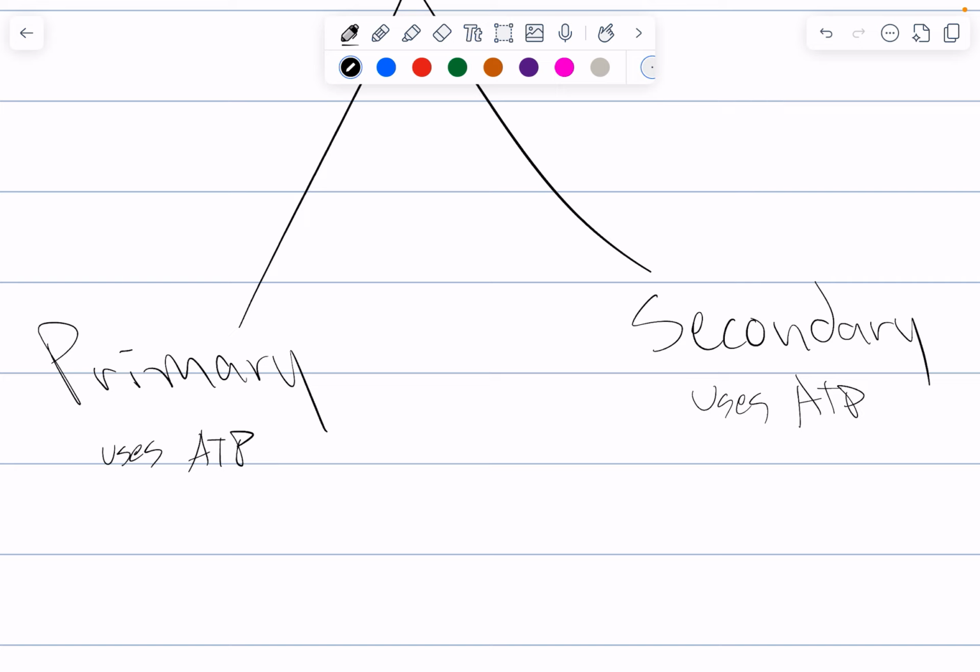So primary active transport moves things against their gradient. An example is the sodium potassium pump. There are different sites for the sodium to bind to as well as the potassium, and when they're bound, it allows that part to open.